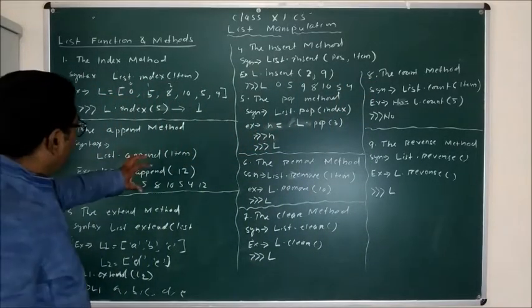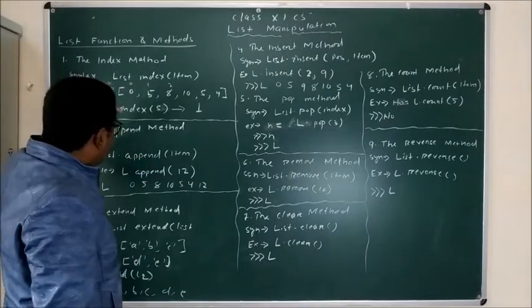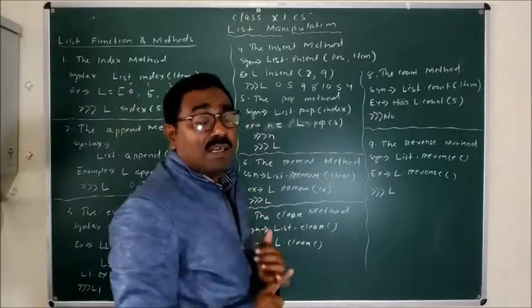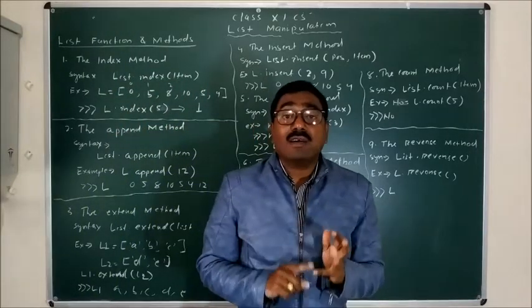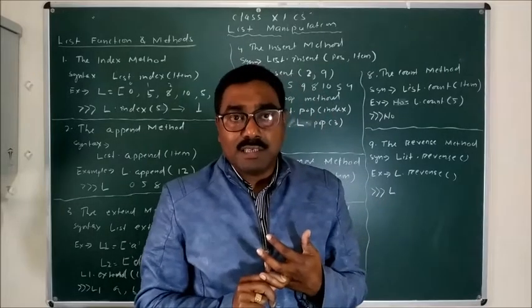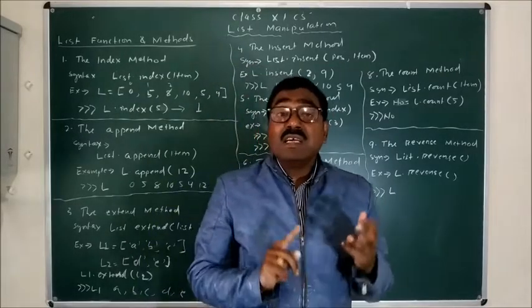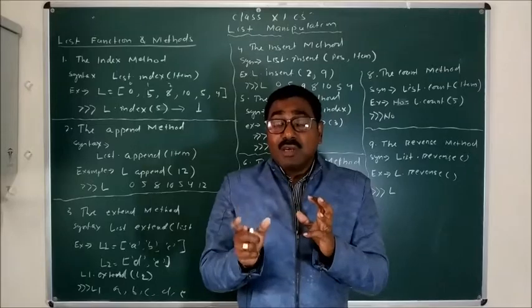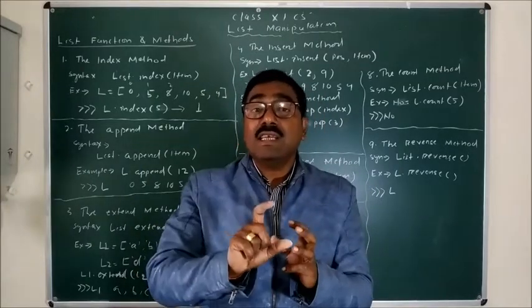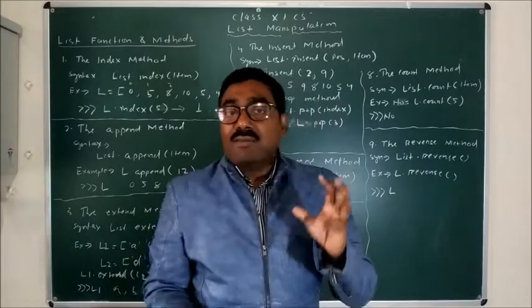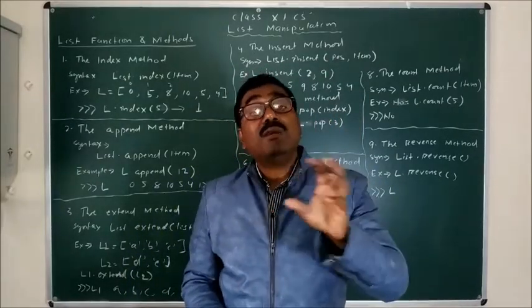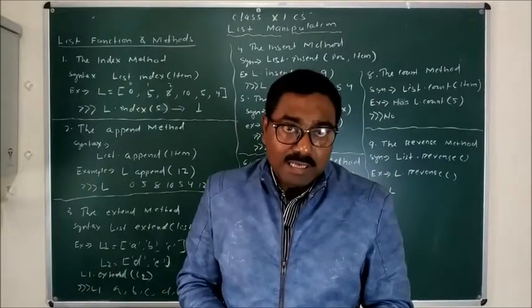So these are 3 commands. Don't get confused between these 3 commands: append, extend and insert. Append is used to add a new item at the end of the list. Extend is used to merge or add another list into the existing list at the end. Whereas insert is used to add an item at any position of the list.